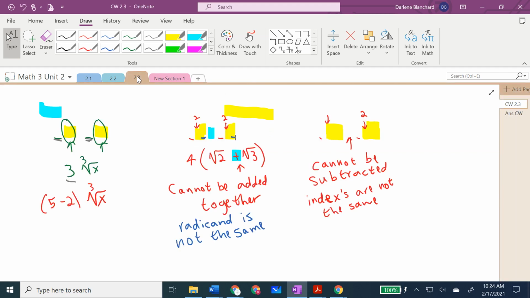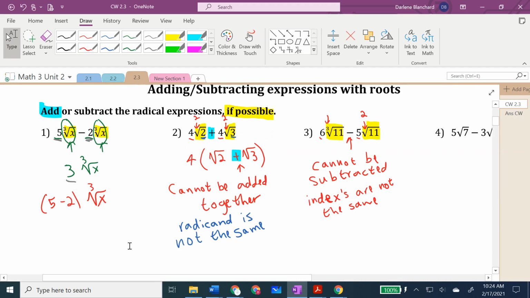When I come back over to number 1, take a look at number 1 again. In number 1, the index numbers are both 3. The radicand, both of them, the radicand is x. If the index and the radicand are the same over an addition or subtraction, you can combine them and smush them together.